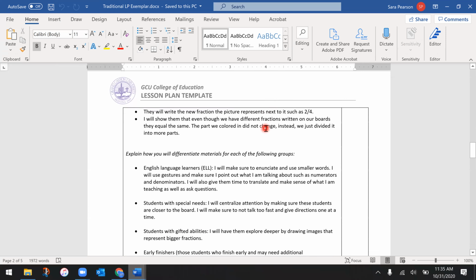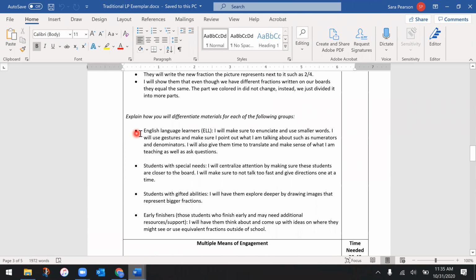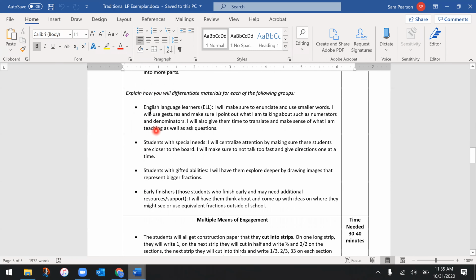Moving down, you'll see that there is a section for you to tell me how you're going to differentiate for each of the multiple means sections. So think about how am I going to, when I'm instructing, provide support for my English language learners? Will I use hands-on materials so they can see, or visual aids? Will I be using videos or word banks so that they know what words I'm talking about when I am teaching? You'll want to include how you'll differentiate for special needs students, gifted, and what you'll do for those early finishers as well.